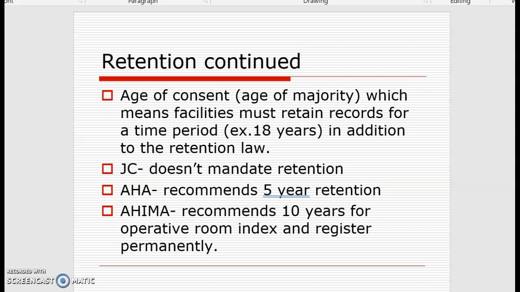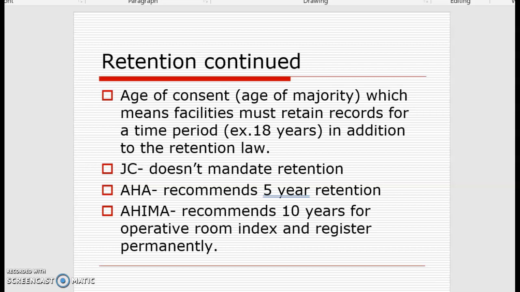Retention continued. We have the age of consent. This is age of majority. This means facilities must retain records for a time period, so let's say 18 years, in addition to the retention law. So once a child turns 18, and if their retention law is 10 years, that means they have to keep those records for an additional 10 years. So the child, at that point an adult, would be 28.